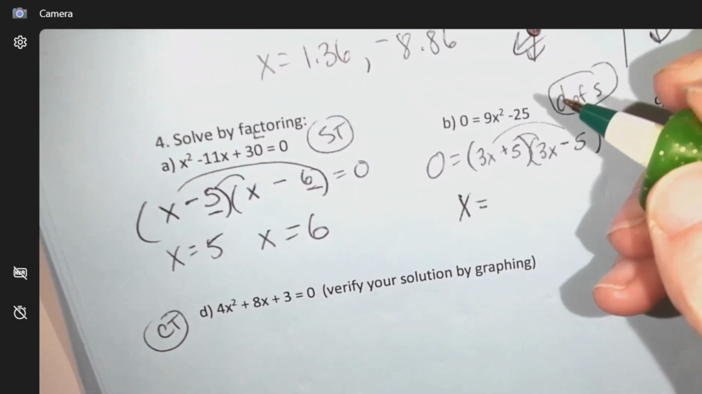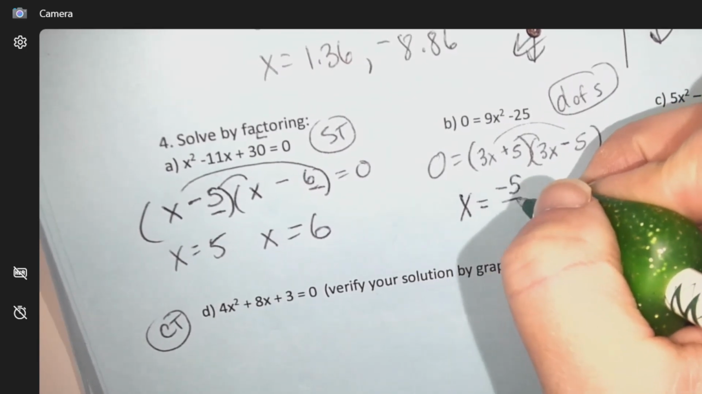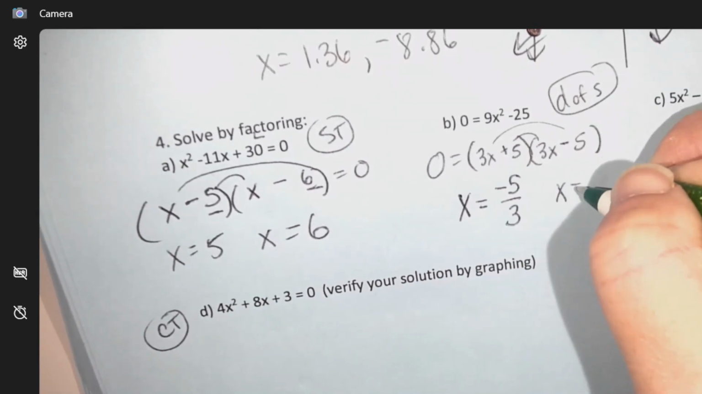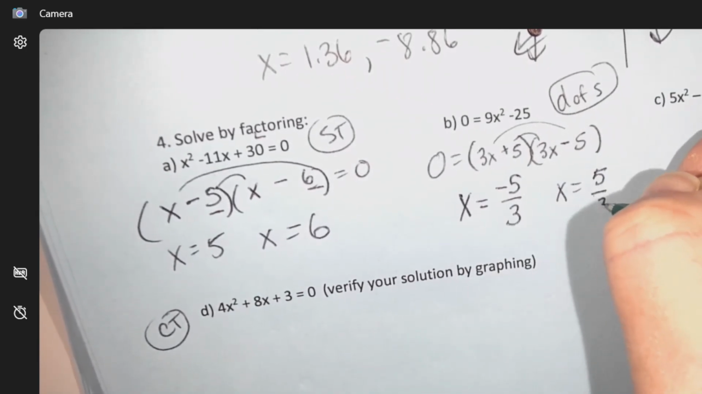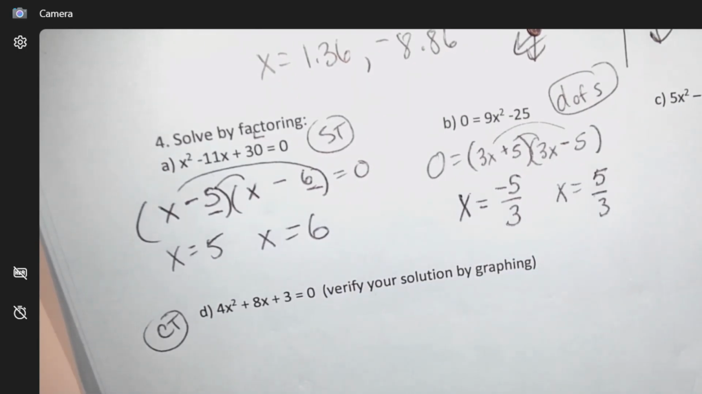So x equals negative 5 over 3, positive 5 over 3. Opposite, divide by, right? Because to get x alone, you'd eventually have to divide by 3. Move, divide.